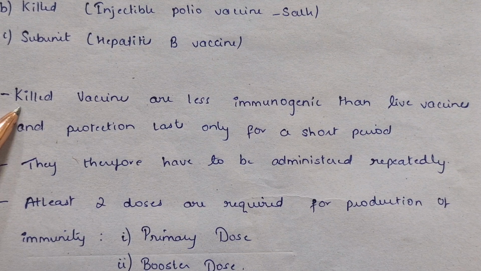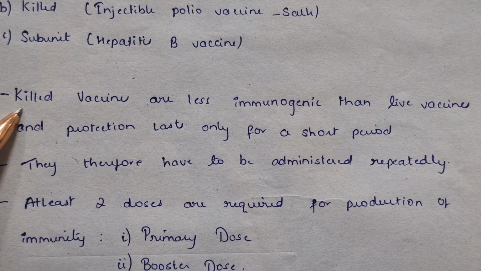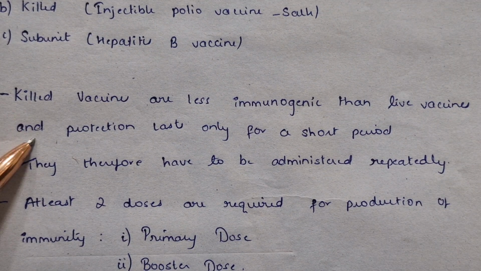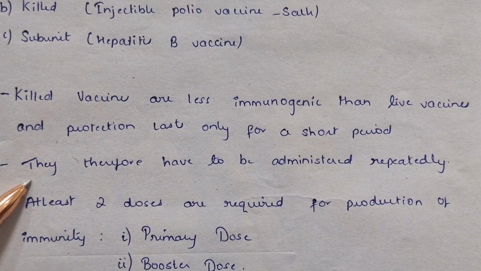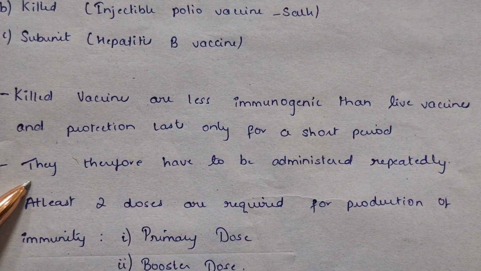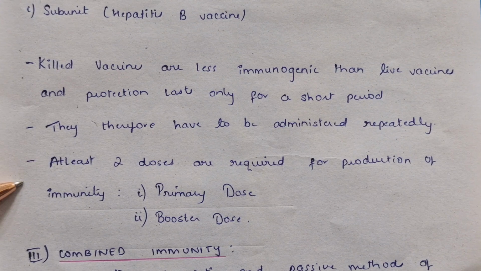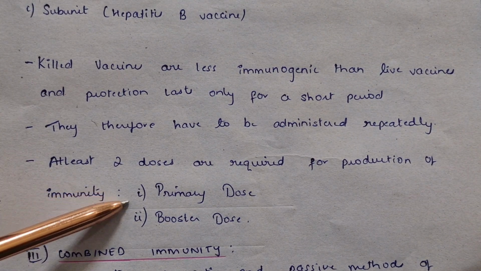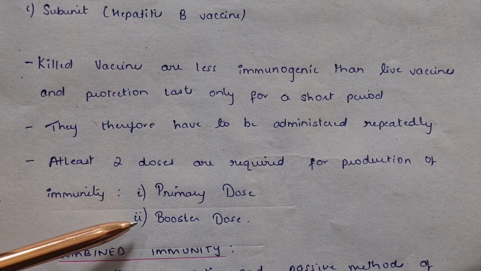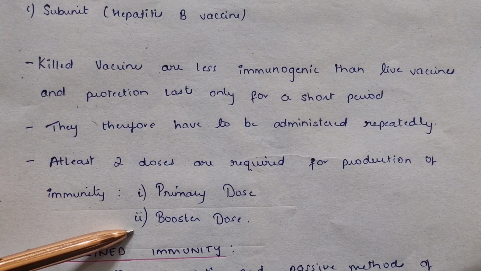Killed vaccines are less immunogenic than live vaccines, and the protection lasts only for a short period. They therefore have to be administered repeatedly. At least 2 doses are required for the production of immunity. The first one is the primary dose, and the second one is the booster dose.